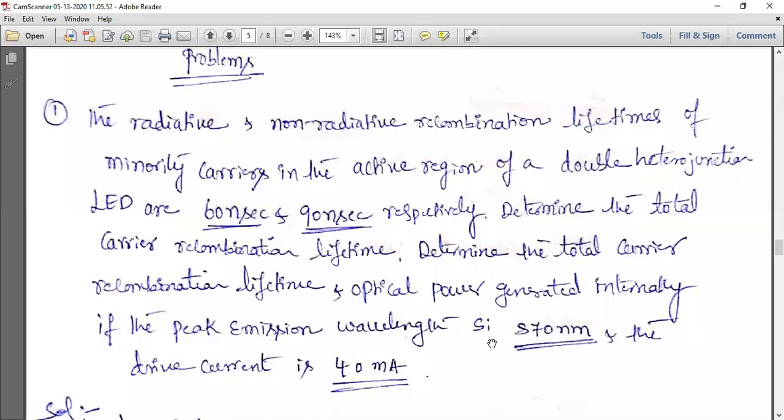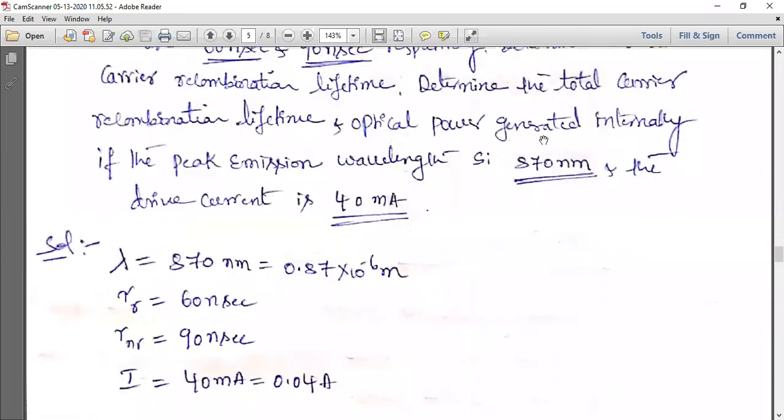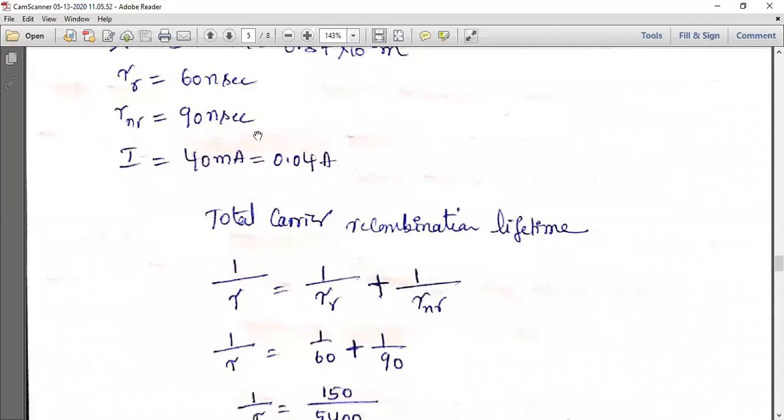The wavelength is given for your Si, and the drive current is also given. So you note down what things are given: lambda is given, tau R is given, tau NR is given, then I is given, 50 milliamp. Now you have to calculate the internal optical power generated internally, and also the total recombination lifetime tau. We know that 1 by tau is equal to 1 by tau R plus 1 by tau NR. I have given this equation earlier. So just substitute and find your tau.